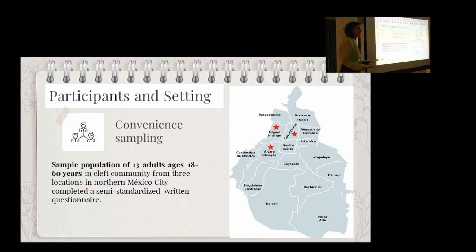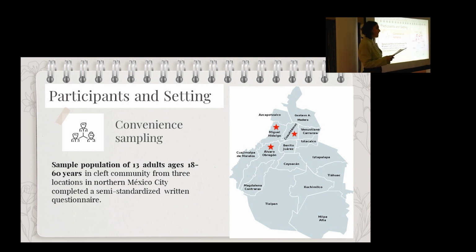So I used convenience sampling for my study. I recruited participants from 3 strategic locations: a speech school in Alvaro Obregón, an orthodontist office in Miguel Hidalgo, and a pediatric clinic in Cuauhtémoc. And these are all in the northern part of Mexico City. I had a sample population of 13 adults ages 18 to 60 in the Cleft community. So what this means is they're either parents of children with clefts or they themselves have a cleft, so they identify with being part of this community.